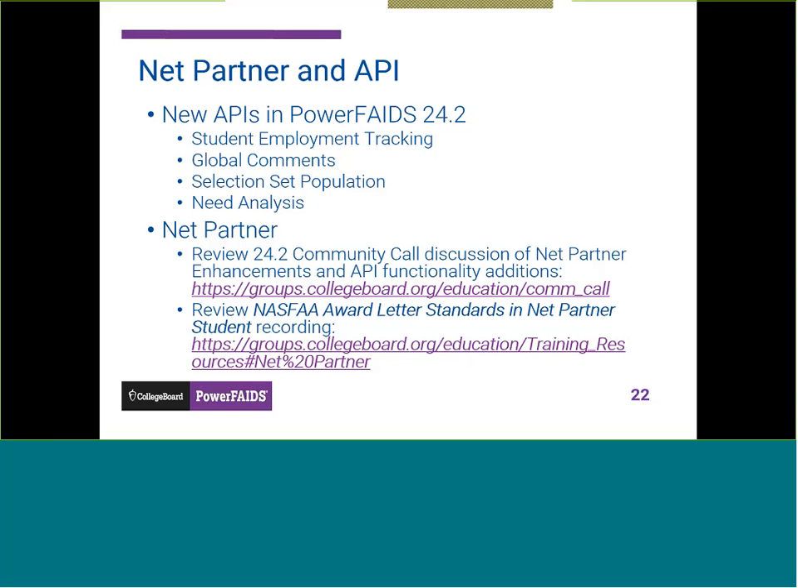Another popular enhancement request at the conference was to allow certain APIs to trigger need analysis after updating student data. In PowerFAIDS 24.2, some of the external update-related APIs will now have an additional URL attribute that will allow you to specify if you would like need analysis to be performed on the student record after the API call completes. Please review the API documentation for more information on this feature.